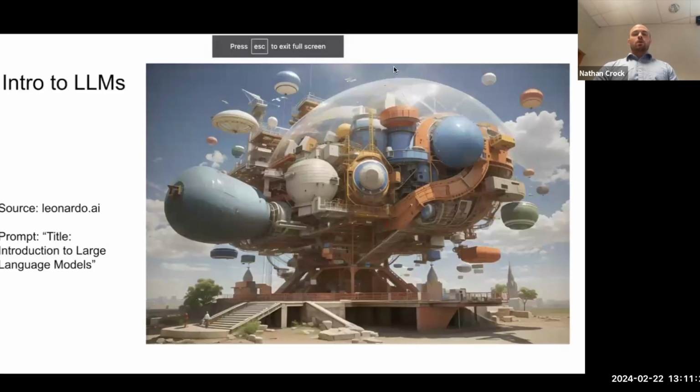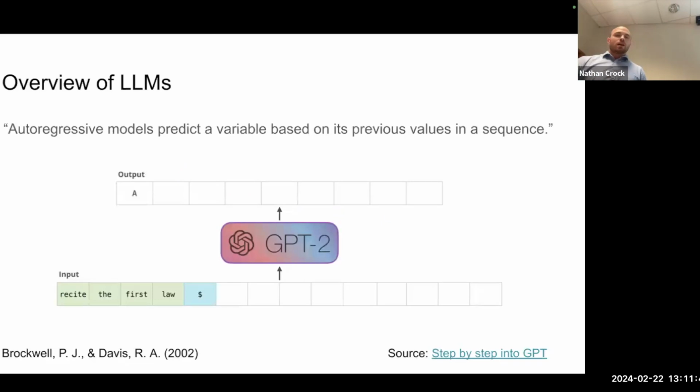All right, so intro to large language models. I figure what better than to use AI to help me describe itself. So this is an AI generated image, and I asked it to generate an image of an introduction to large language models, and this is apparently what it thinks is an introduction to large language models, according to Leonardo.ai. All right, so high level overview. We're going to start here, and then we'll peel back the layers little by little.